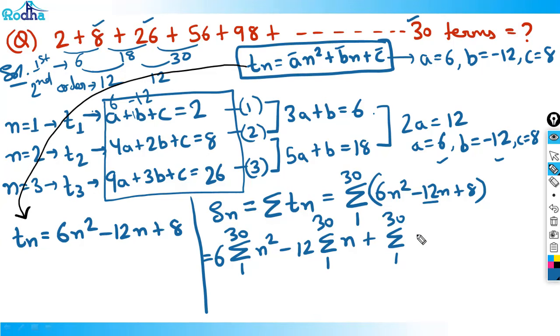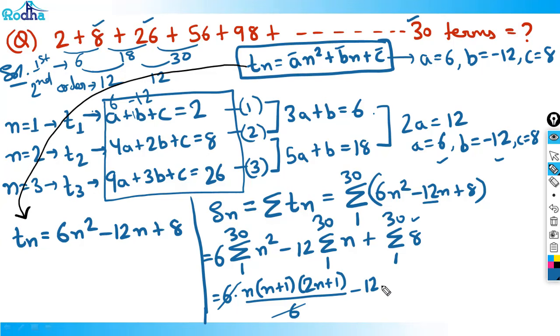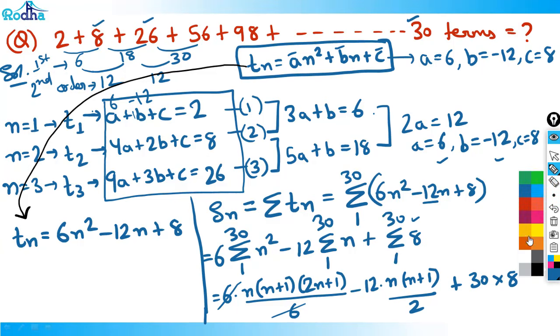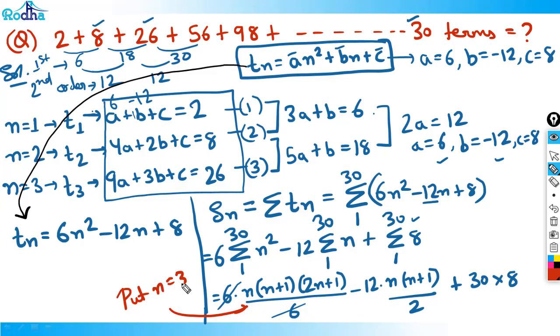The meaning of this part is that the summation from 1 to 30 of 8 means 8 is added 30 times. That's it, right? So you can just put the values. You'll get 6 into summation of n square, which is n into n plus 1 into 2n plus 1 divided by 6. The 6 gets cancelled. Minus 12 into n into n plus 1 by 2, and plus 8 added 30 times, that is 30 into 8. This is the last step you can solve in terms of n. And now you can simply put n equal to 30 here.